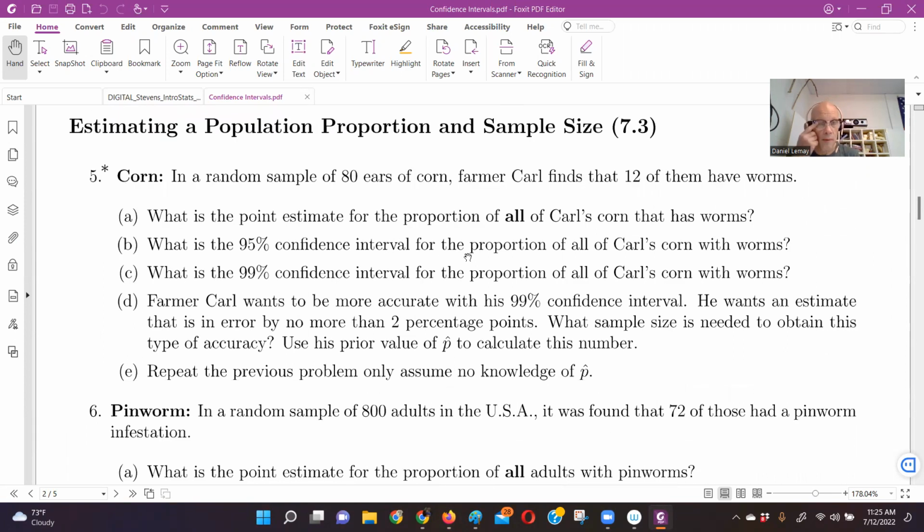Here's the corn earworms. Oh, that's fantastic. I digress. Roasted corn is the best thing, huh?